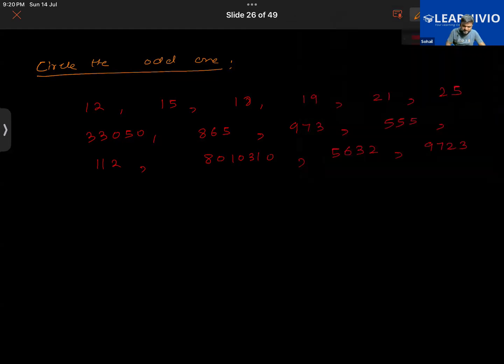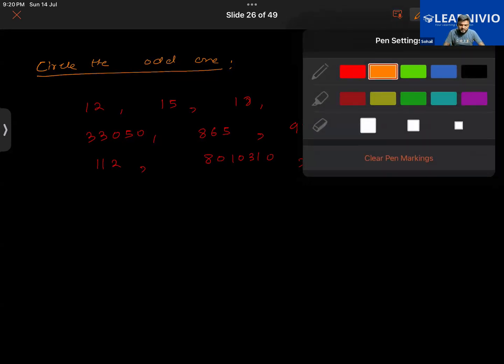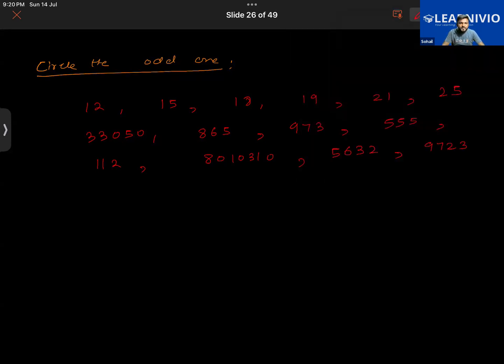In this, you have to circle the odd one. Odd one here means, you don't have to circle the odd numbers. Odd one here refers to the number which is not an even number. So circle only those which are not an even number. Okay, now 865. Basically you have to circle the odd one. Starting from which one?